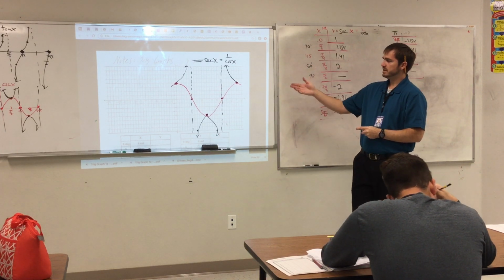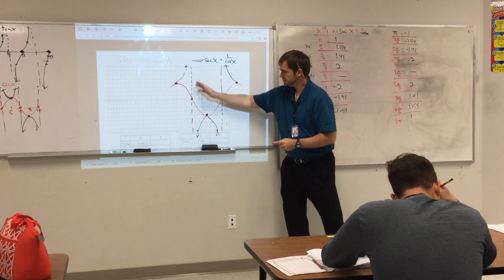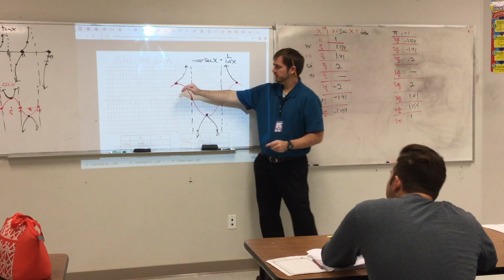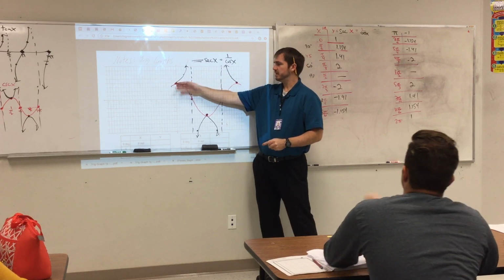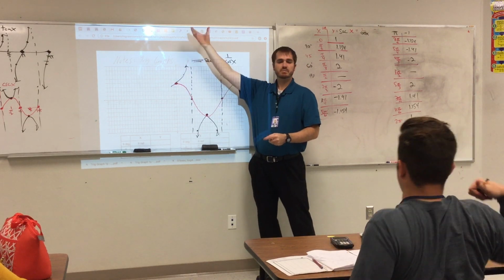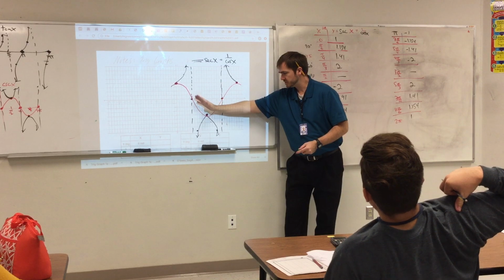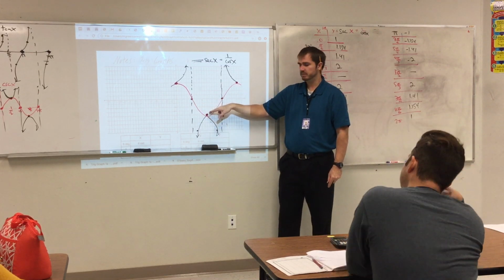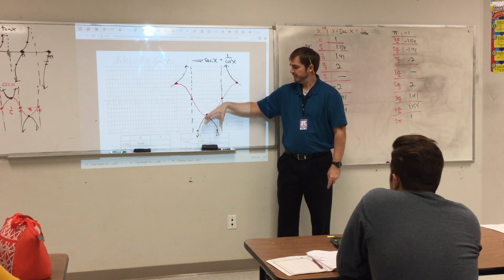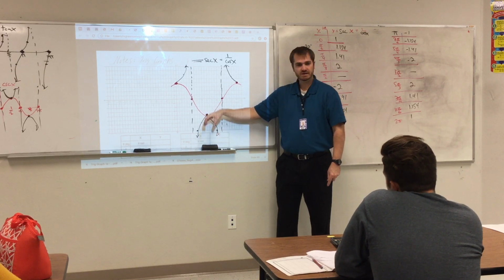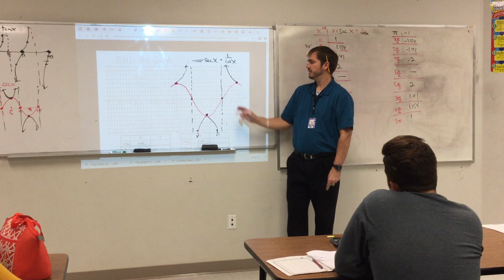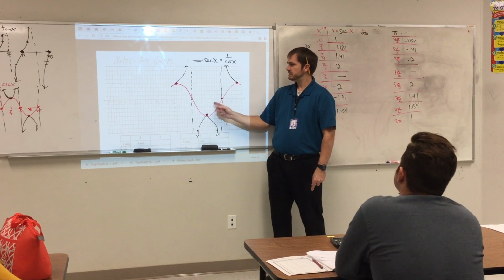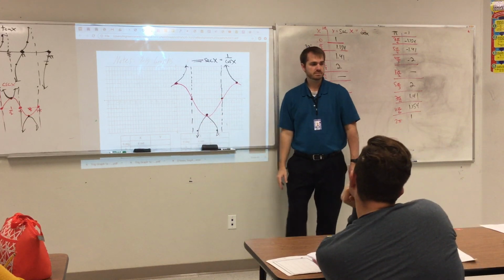And we can see, once again, whenever the cosine graph hits its peak, that's where the secant opens upward. Whenever the cosine graph hits its lowest low, bottom of the barrel right down here, that's when the secant graph opens downward. We can see where the cosine graph crosses the x-axis, that's where you've got asymptotes.